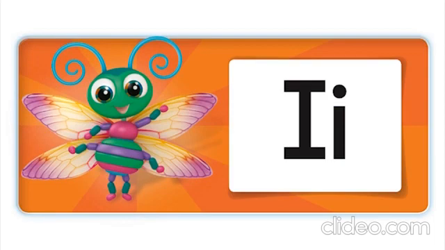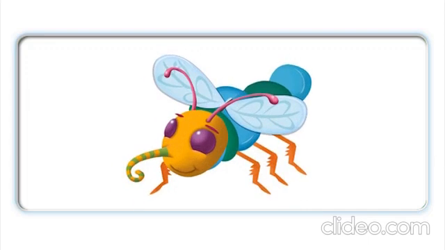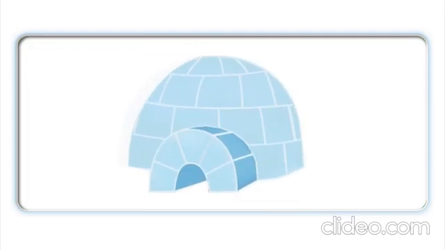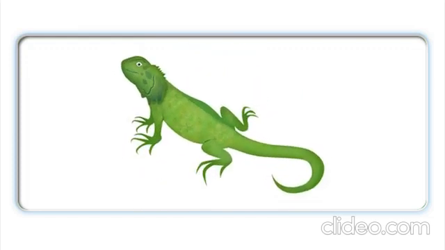Interesting insect. What's the beginning sound? I. What letter is this? I. Insect. Insect. Ink. Ink. Igloo. Igloo. Iguana. Iguana.